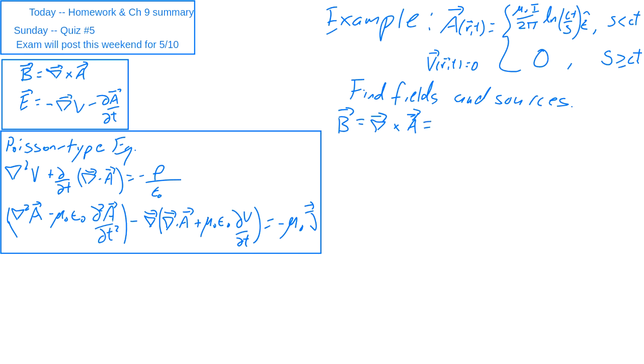we can look up the curl in cylindrical coordinates and so on. We're going to get nothing in the S hat direction, where we'd take the derivative of the S component. Well, there's no S component, nothing right there. Take the derivative of the Z component with respect to S, and that will be in the phi hat direction. And over here we have nothing because there was no phi or Z variation.